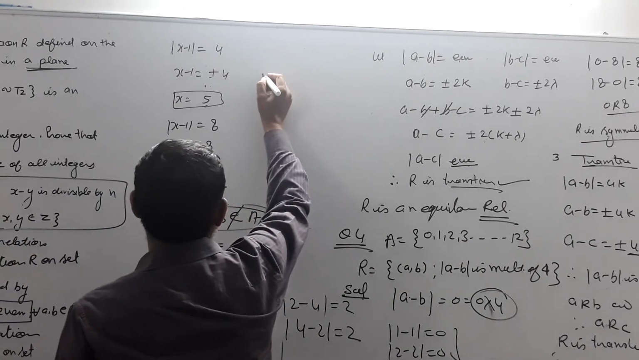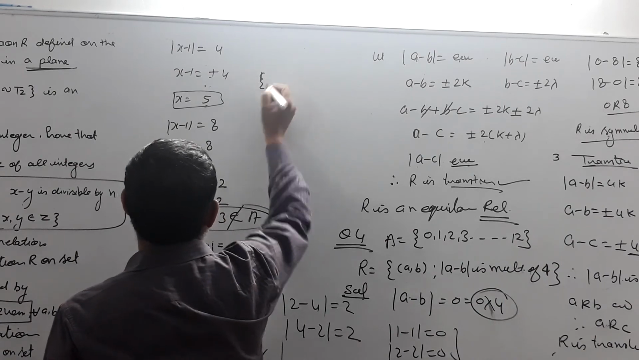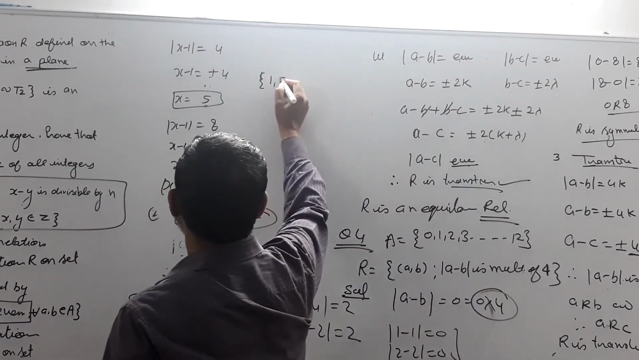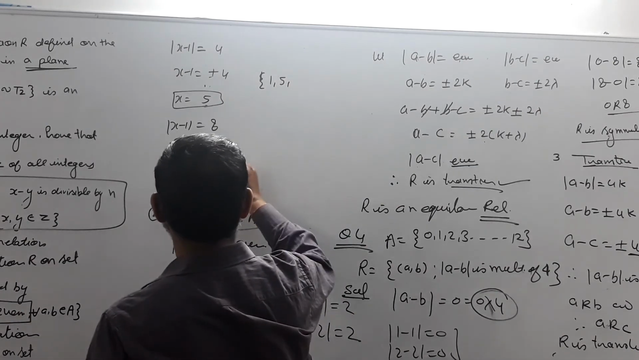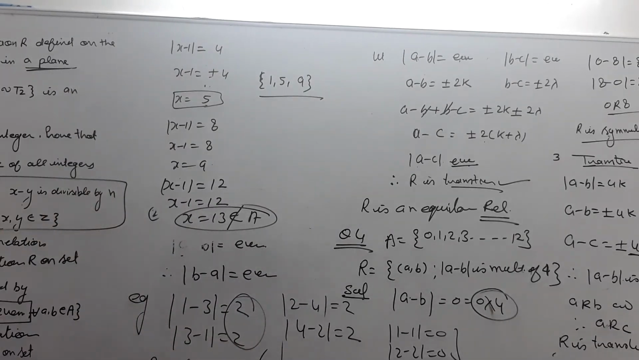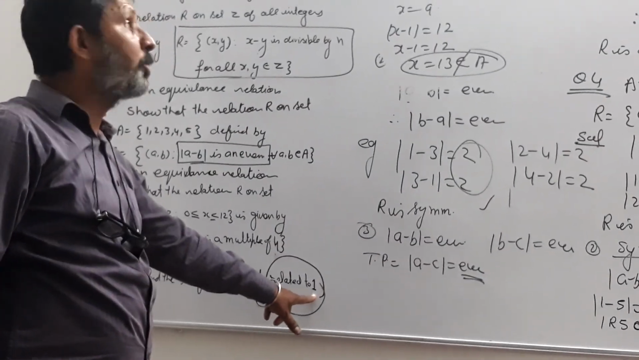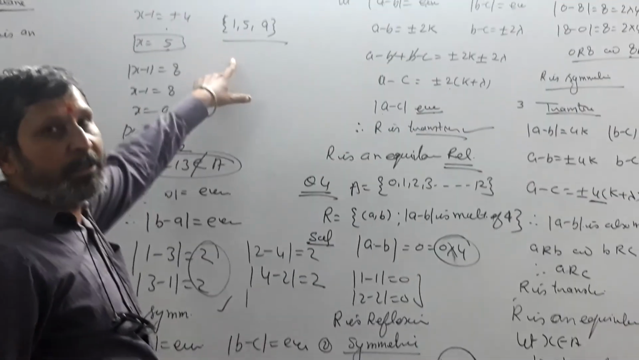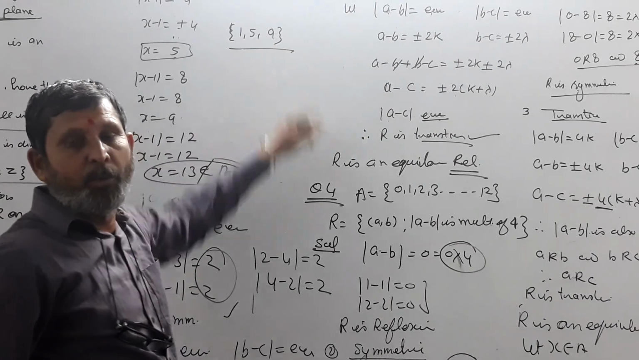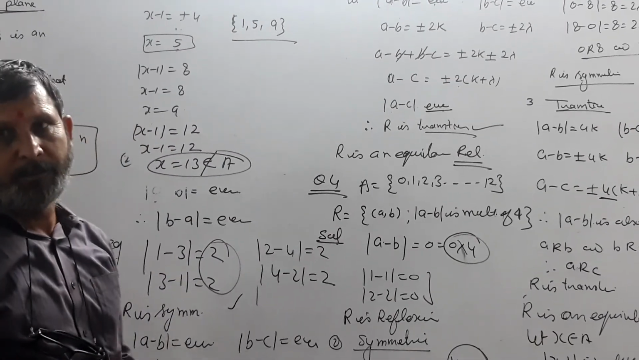Therefore, what is the set of elements which are related to 1? First is 1, second is 5, and third is 9. The question is to find the set of all elements which are related to 1, because 1 comma 1 is 0, 1 comma 5 is 4, 1 comma 9 is 8, both are multiples of 4. Okay.